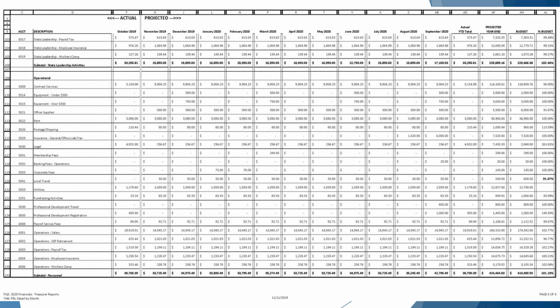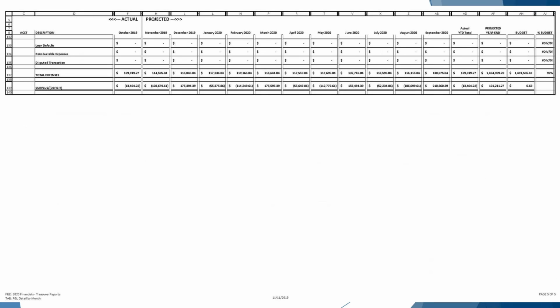And whenever you have time, you can look and see all of the different account line items on how we spend our money and how we categorize our money. Then the bottom of this is going to look at any of the loans that defaulted, any reimbursable expenses in case a staff member or a board member were to pay for something and then we ask that they reimburse FAAST, if FAAST were to pay for something on behalf of them, any disputed transactions, if something is fraudulent or anything like that and we need to dispute it, we mark it in that line. And then you can see our total expenses and then our surplus and deficit, with the deficit being in parentheses.